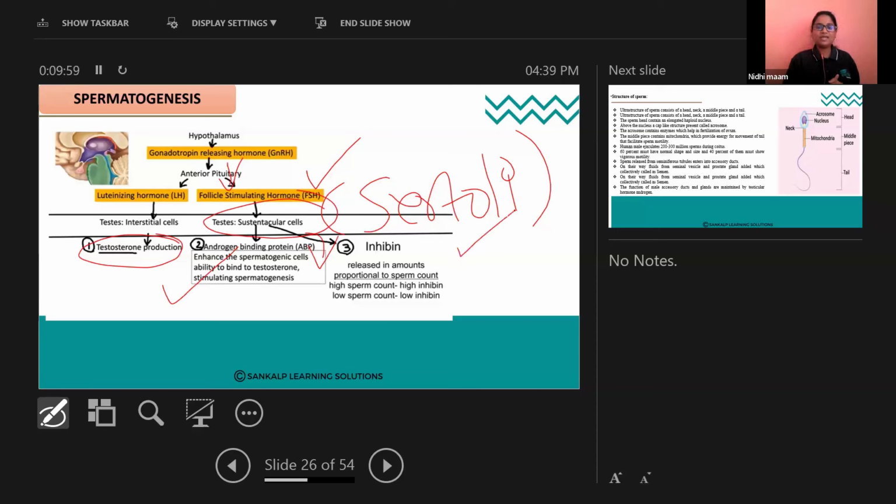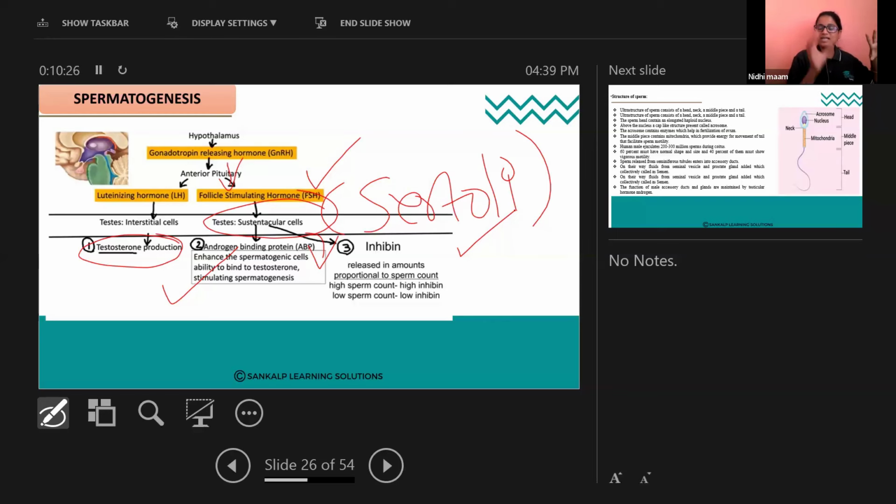So what does this inhibin do? It is released in amounts proportional to sperm count. High sperm count means high inhibin, low sperm count means low inhibin. Based on the amount of sperm produced, that much inhibin will be produced. If the sperms are high, high inhibin will be produced, which means more opposition comes to stop the spermatogenesis.